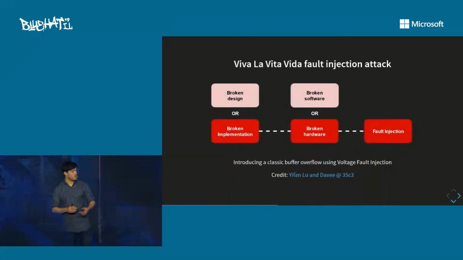Okay, so this is my final example. And it's basically a fault injection attack on the PS Vita. So we believe that it's basically a broken implementation on broken hardware. And again, using fault injection. So in this case, what they did is they used fault injection to bypass a length check. And that means now more data is copied in, which again gives you this classic buffer overflow attack.